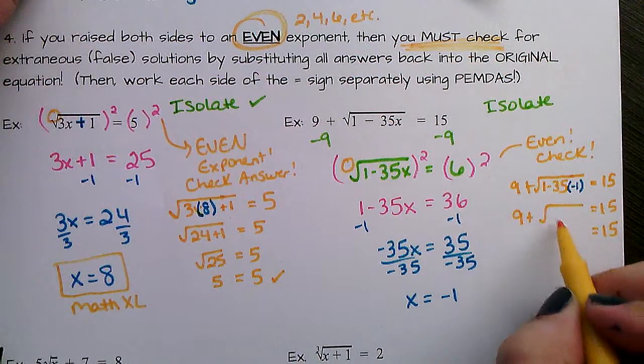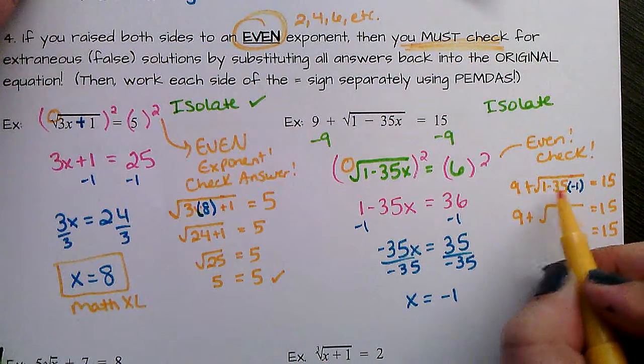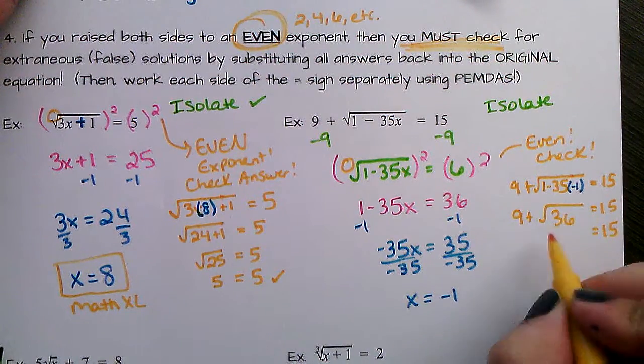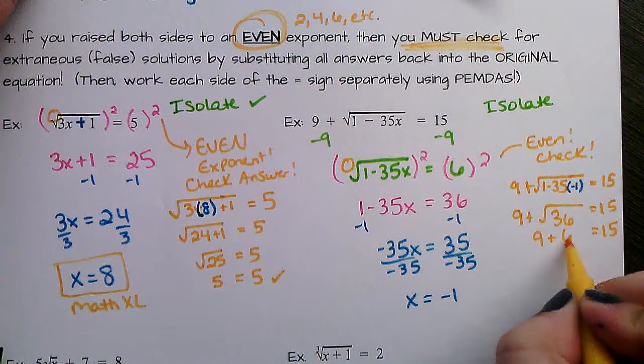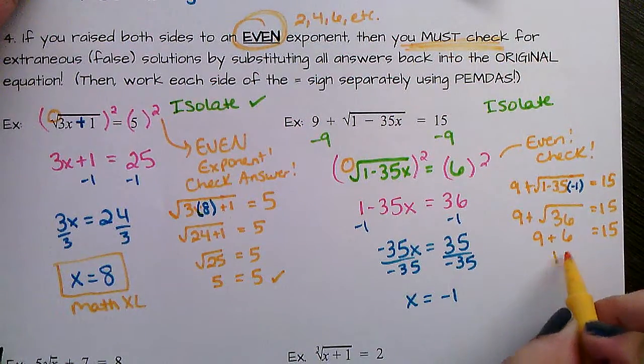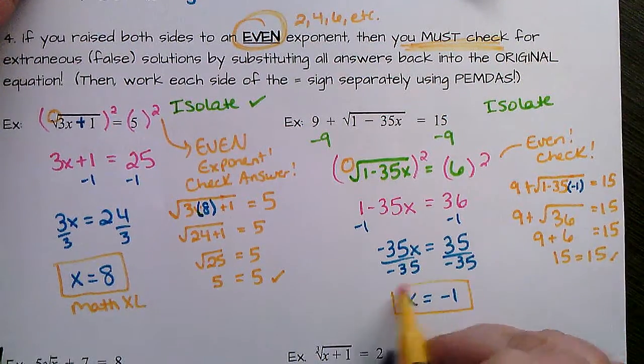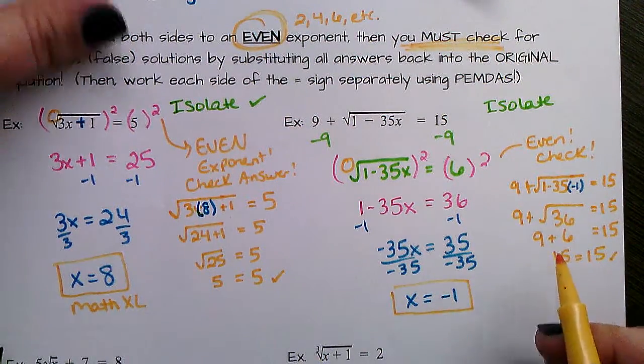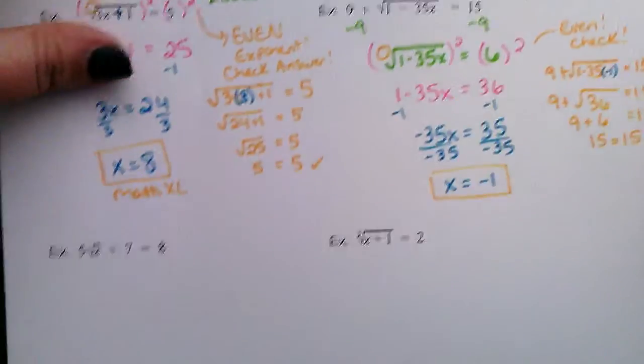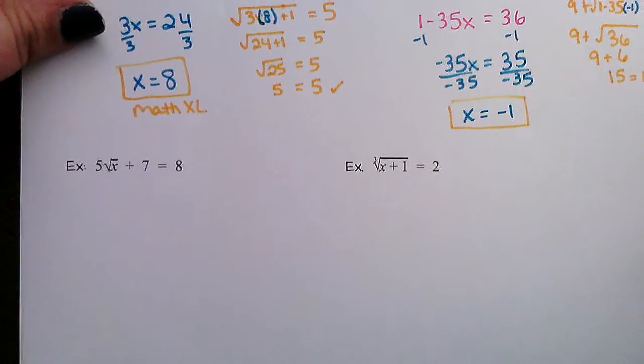So this is 35 plus 1, which is 36. The square root of 36 is 6. 9 plus 6 is 15. So 15 does equal 15. Checked it, it's right. So here's my answer. That's my proof.